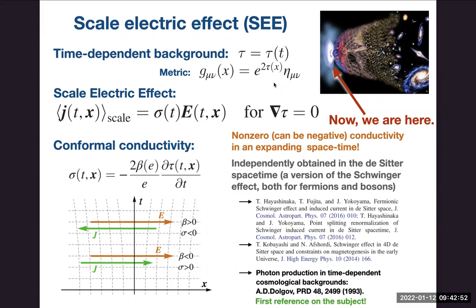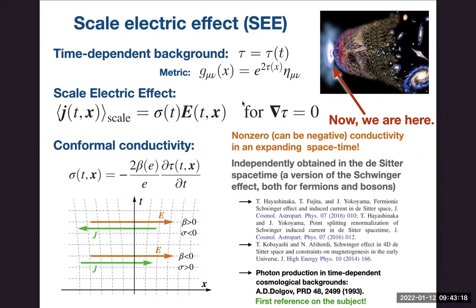just the expansion of your universe, and one can show that an electric field in this background will generate an electric current. This electric current will be proportional to the conductivity, which is proportional to the beta function and the rate of expansion, tau. I must say this result is given in the first order approximation, so tau is small here. So we expand in tau.